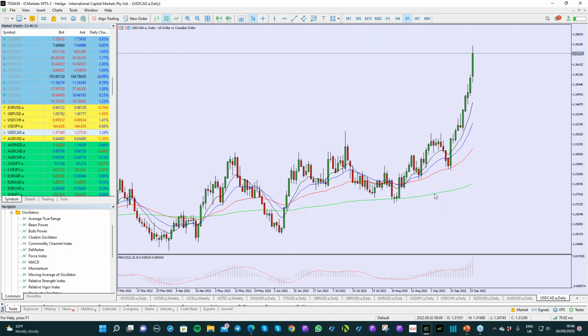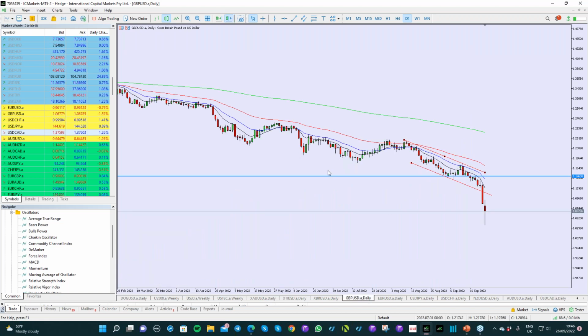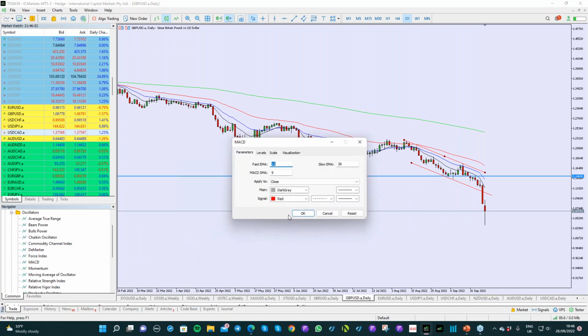So what can happen is MACD can be convergent or divergent with price action. And whether it's convergent or divergent can give us an indication of how strong the trend potentially is. So let me put my MACD on over here.